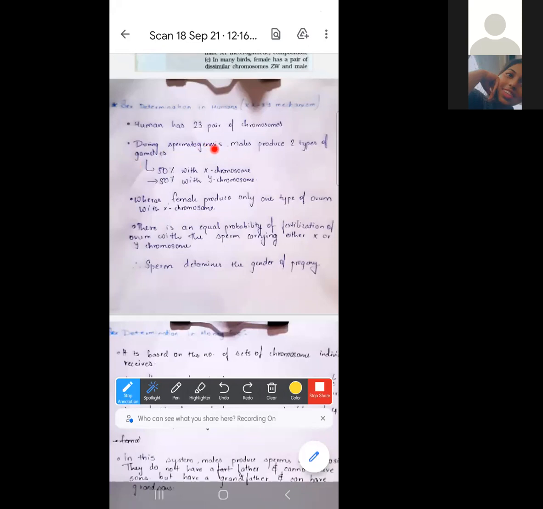Now, during spermatogenesis, males produce two types of gametes. As they are heterogametic, they produce two types of gametes: 50% with the X chromosome and 50% with the Y chromosome. We have studied this earlier too. Whereas females produce only one type of ovum, with the X chromosome. There is an equal probability of fertilization of the ovum by a sperm carrying either the X or Y chromosome, as they are produced in the ratio 1:1. Therefore, the sperm determines the gender of the progeny.